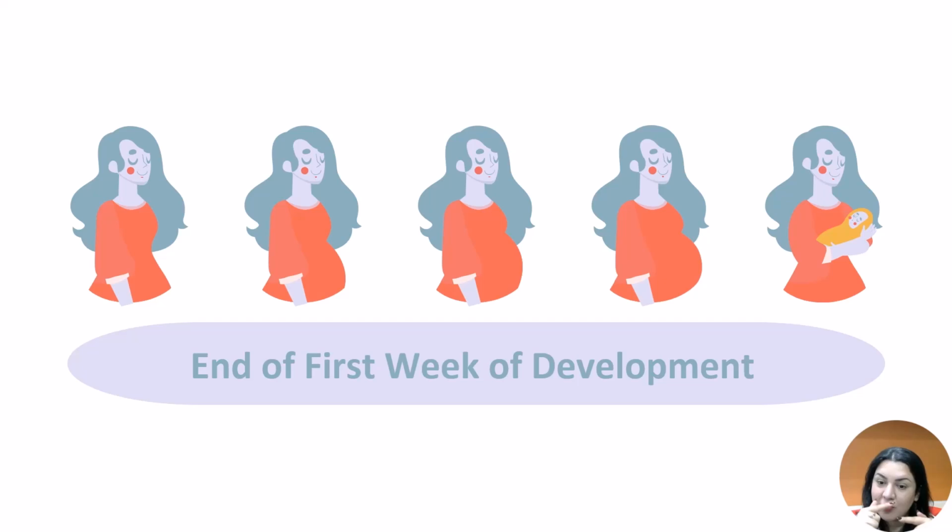But the cells within the morula start to position and organize themselves. And so the blastocyst forms through blastulation as the morula goes from morula to blastocyst.